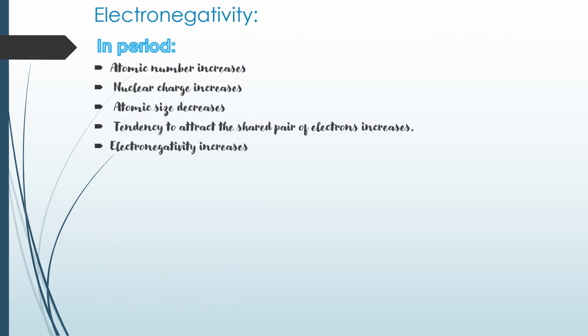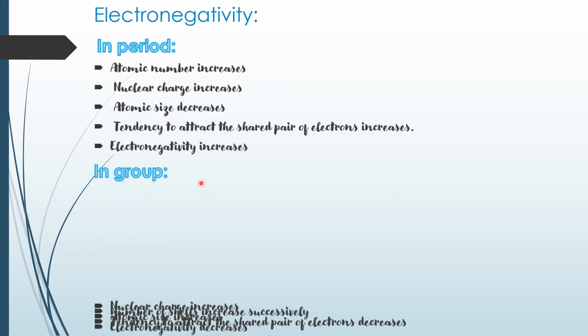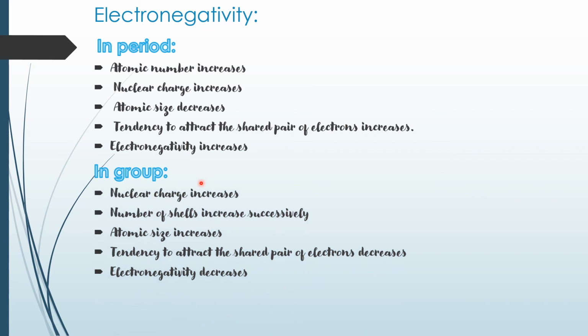Now we are going to see the trends in detail. In a period, we know that the atomic number increases, the nuclear charge increases, the atomic size decreases, and the tendency to attract the shared pair of electrons increases. So electronegativity increases. In a group, the atomic number increases, the nuclear charge increases, the number of shells increases successively, so atomic size increases, and the tendency to attract the shared pair of electrons decreases, so electronegativity decreases.